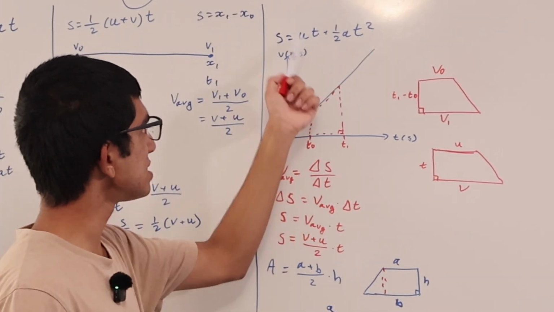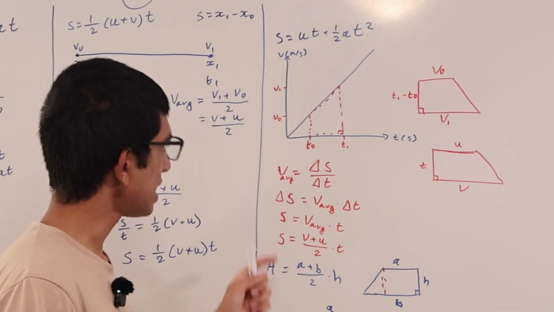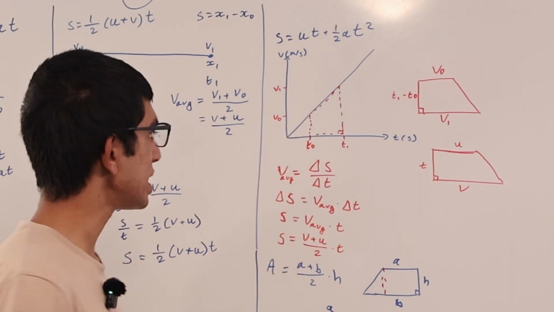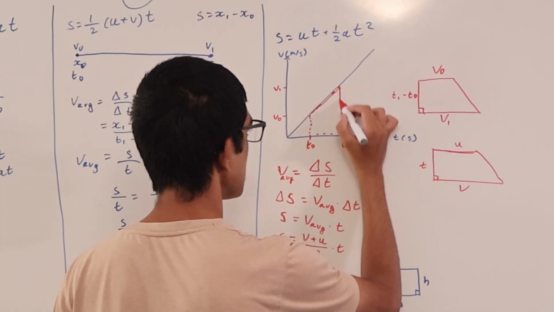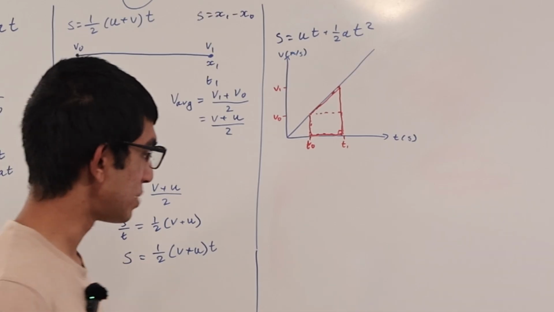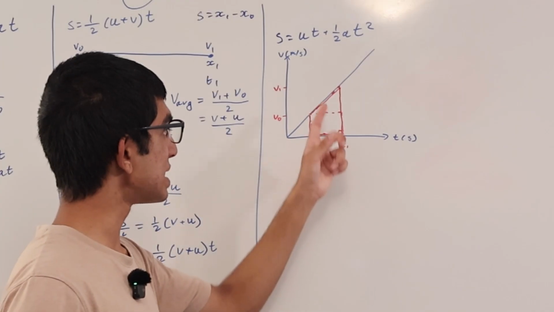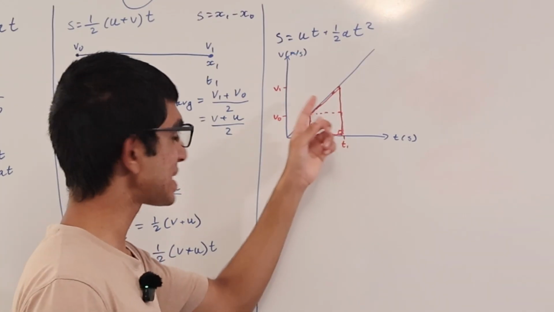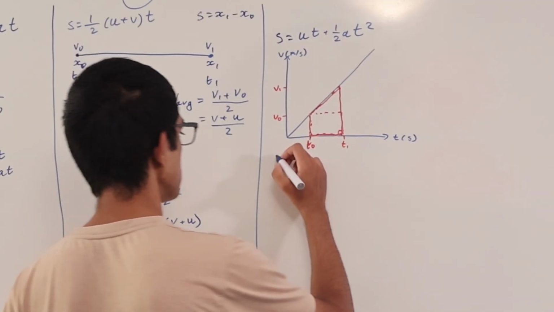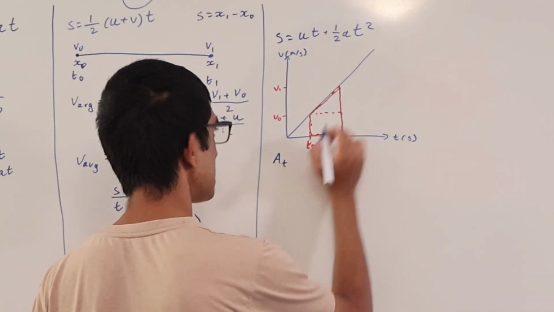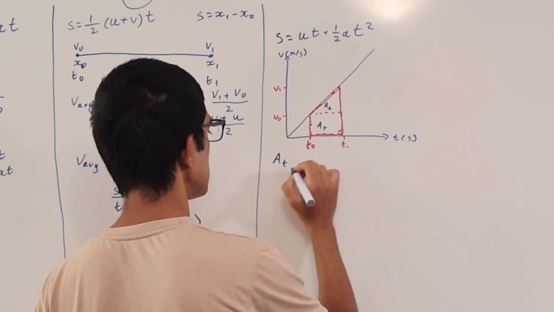So how do we get ut plus half at squared? We need to look at this trapezoid in a different way, as a triangle and a rectangle. So let me draw a solid line. I've erased my working out here so I could have more space. We have a rectangle. We can split this area up into a rectangle and a triangle. And I'll label these as such. So area of the triangle, this is AT and AR.